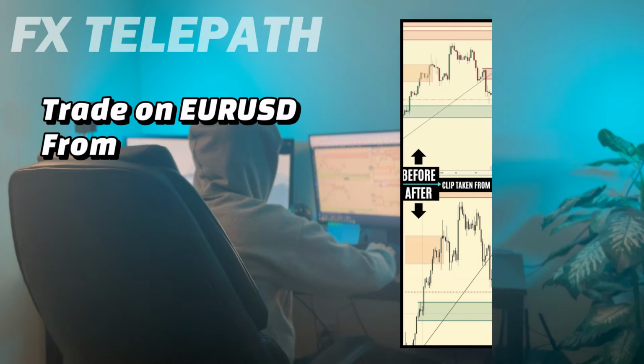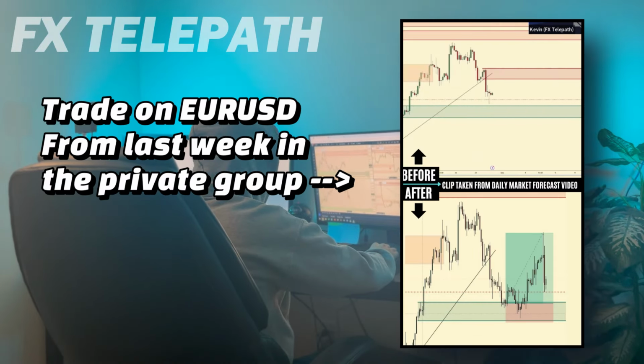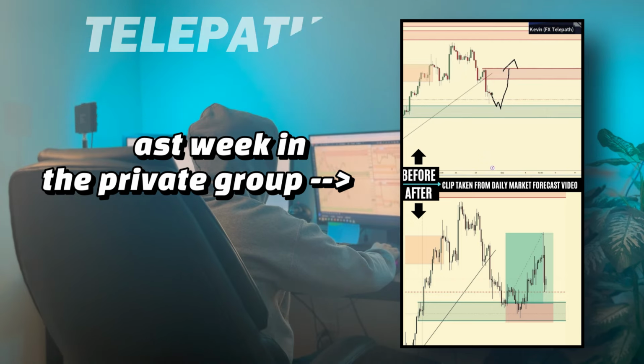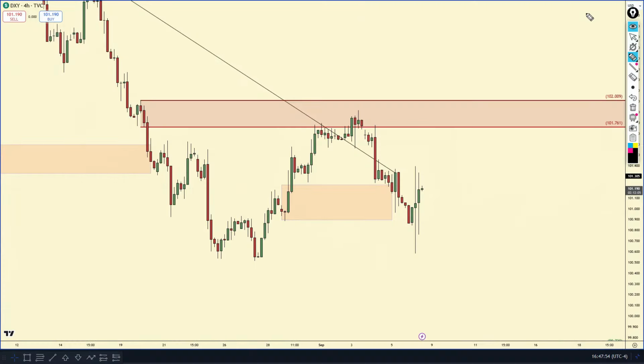Here's a little trade that myself and the members caught on the Euro US dollar from last week, and let's get right into this week's Forex Forecast. Starting the forecast off with the US dollar index.